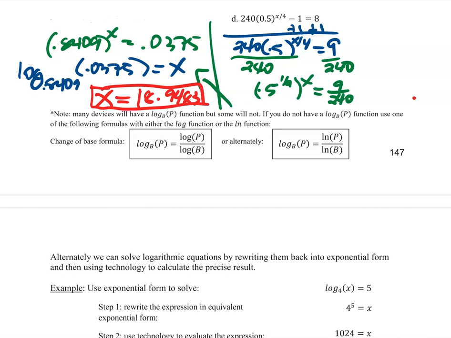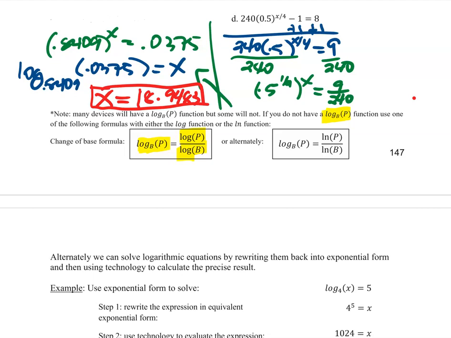Take note of this. Many devices will have a log base b of p function, but some will not. If you do not have this function, use one of the following formulas with either the log function or the ln function. So we call this the change of base formula. Whenever you solve this with a calculator, you can rewrite log base b of p as log p over log b, or ln p over ln b.